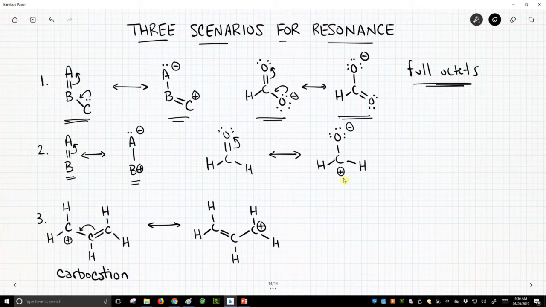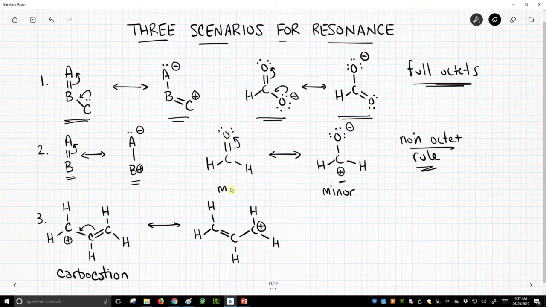However, the resonance form we draw from simply breaking bonds tends to give us non-octet-rule-compliant structures. This carbon now has only 6 electrons in its valence shell. It doesn't satisfy the octet rule. So the resonance forms that we tend to draw tend to be minor contributors relative to the original structure. Doesn't mean they're worthless, it just means they're minor contributors.